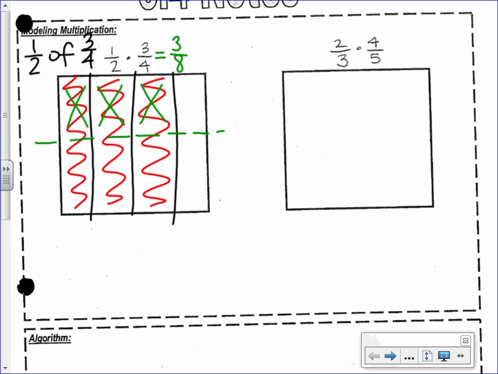Yes, ma'am. Can't you just do 1/2 times 3 is 3 and then... You totally can, but you definitely want to know why that works. And this explains why that works. There is a question on your test where you have to be able to model multiplication. All right, so let's do the next one.